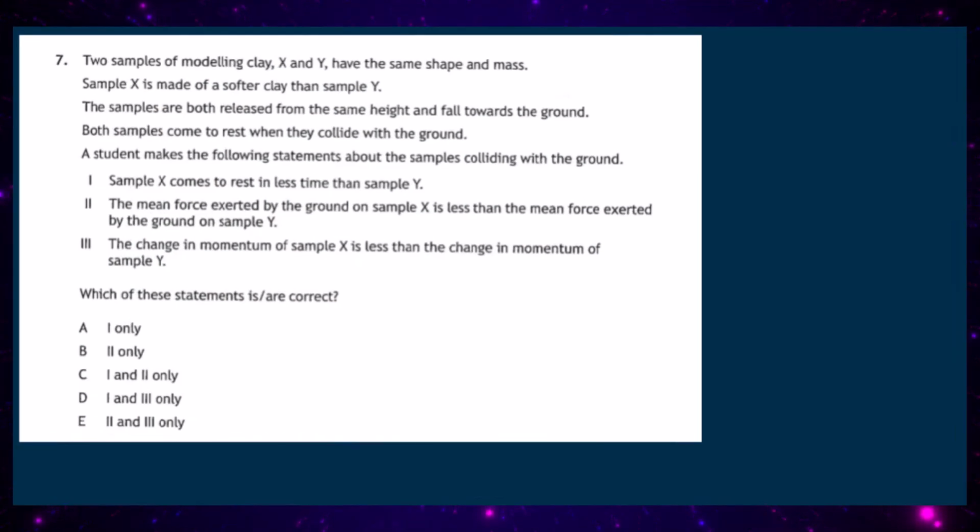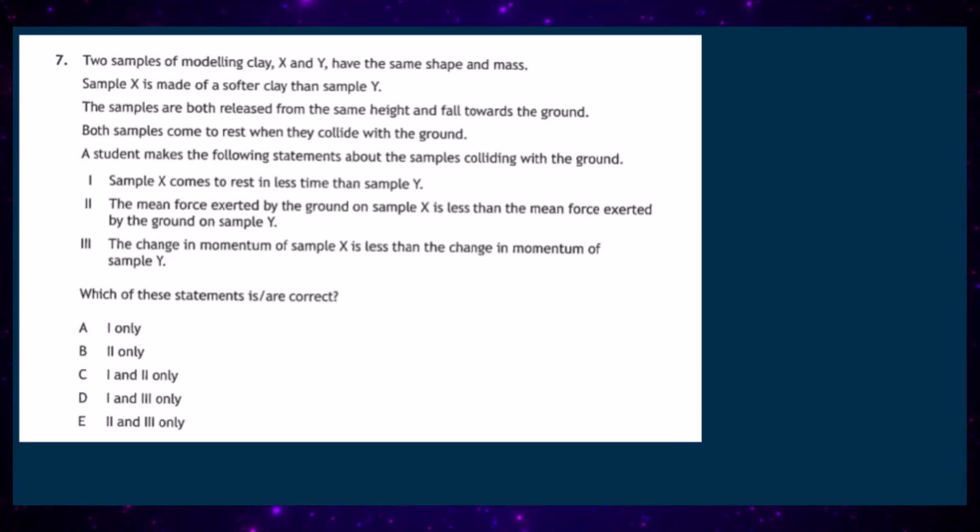Question 7. Two samples of modelling clay X and Y have the same shape and mass. Sample X is made of a softer clay than sample Y. The samples are both released from the same height and fall towards the ground. Both samples come to rest when they collide with the ground.